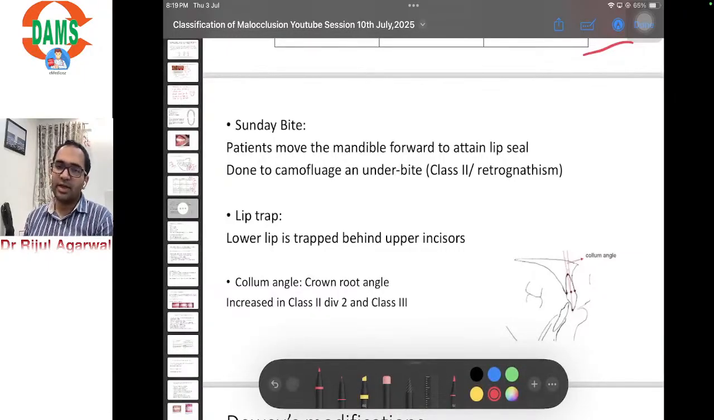Moving ahead, what is Sunday bite? Sunday bite was, if you all know, a very common question during your final year exams. So what is Sunday bite? Sunday bite is a feature where the patient tends to move the mandible forward to attain the lip seal. It is generally done to camouflage an underbite, that is class 2 or retrognathism.